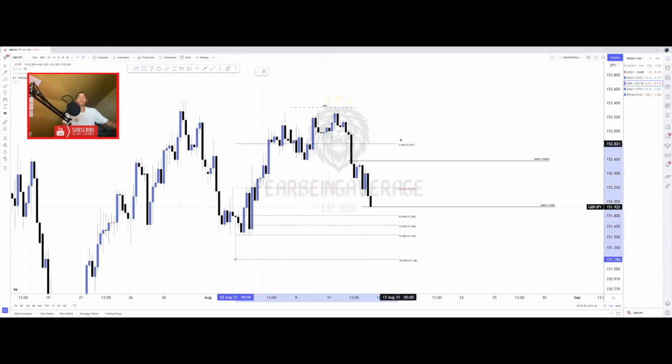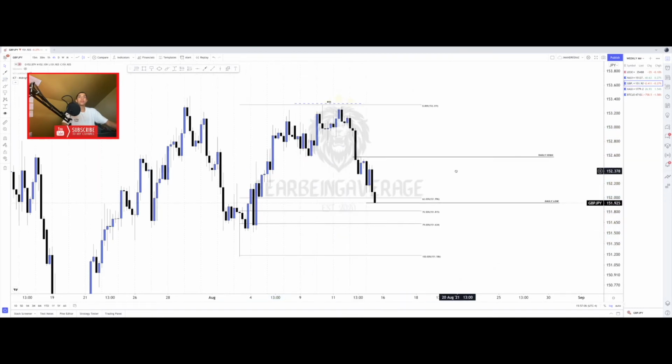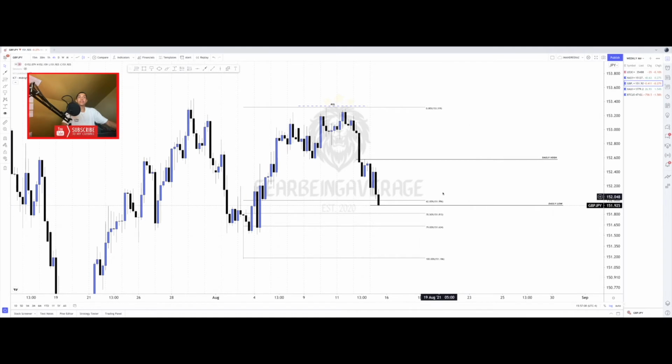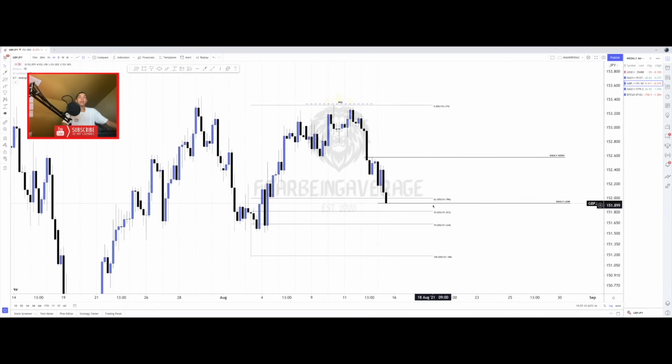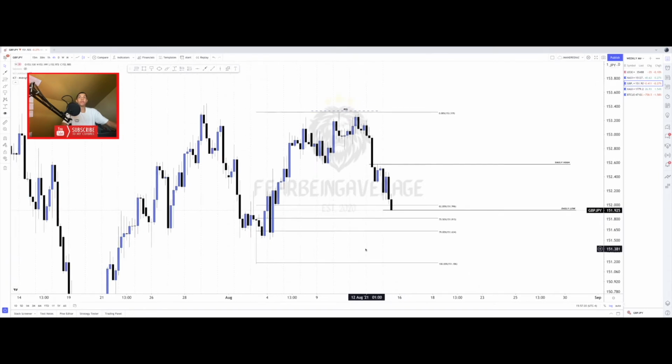So we're going to go from this low to this high. We're going to take off this continuation level. And as you can see, currently we're at the 62%. In my opinion, price could reject it and start to move up, but I still think since we're overall bearish, we're more than likely going to break this daily low to come lower to see potential prices in here.